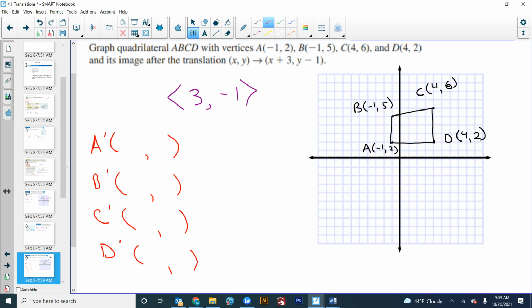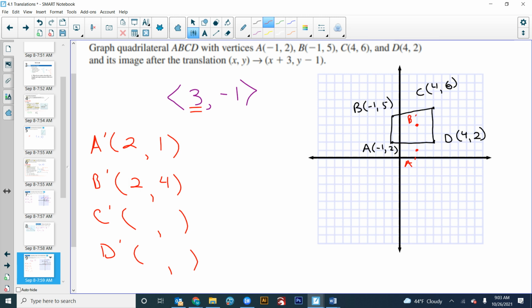Guys, if I was at -1 for an x, and now I moved right 3, I'm at 2, and my y value is 2, and I moved down 1, now I'm at? So 2, 1 is my A prime. B prime, well, B was at an x value of -1, now it's at? It was at -1, now it's at? 2. It was at a y value of 5, now it's at? 4. 2, 1, 2, 3, 4.